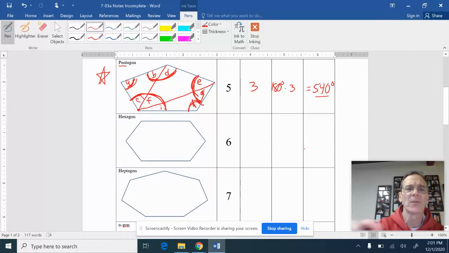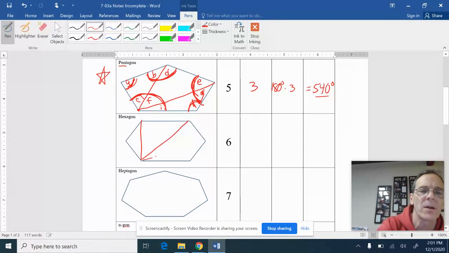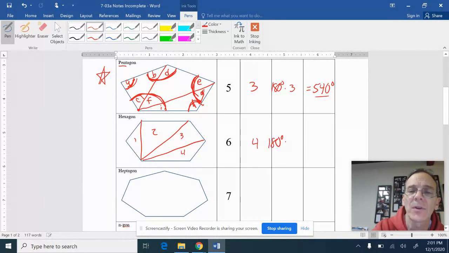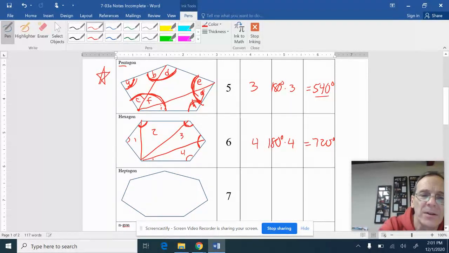We can keep doing this. For hexagons, carve a triangle out of there, carve another triangle, carve a third and a fourth triangle. I've got 1, 2, 3, 4 triangles there that can be carved out of a hexagon. There are 180 degrees worth of angles per triangle times 4 triangles, 720 degrees. So the total of all of these angle measures, watch. This one, that one in the original hexagon, that one, there's a third, there's a fourth, there's a fifth, and there is a sixth.